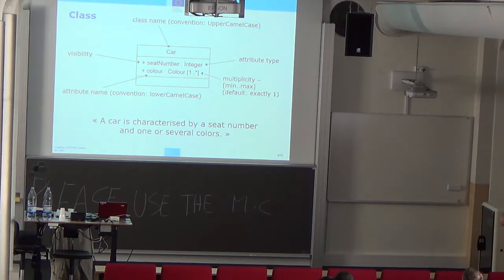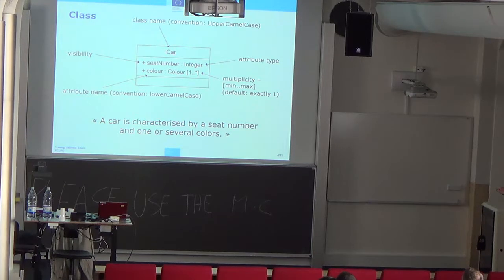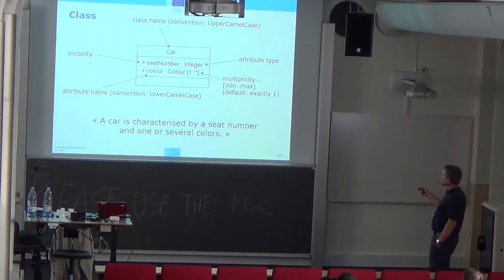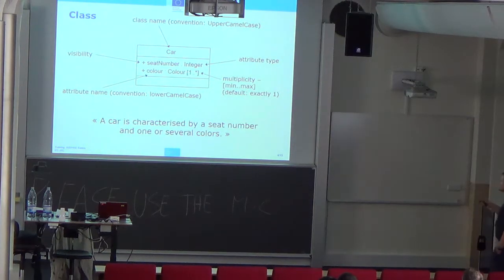How do we draw these objects and classes in UML? Actually, we are using such a rectangle. Usually at the top we have a class name, and the convention for writing is upper camel case. Then we have some attributes. In this case we have the attributes seat number and color. We can define whether these attributes are visible or not. We can also define the attribute type, for example for the seat number that it is an integer, for the color that it is a color.